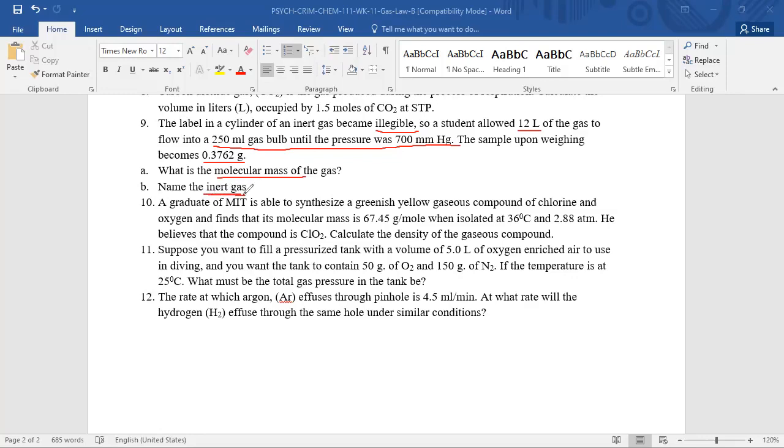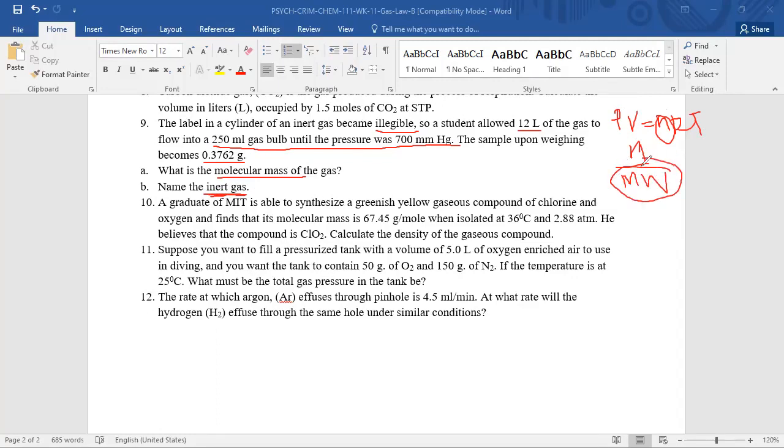Sabi dyan, inert na gas. Ibig sabihin, yung nasa dulo ng ating periodic table. So, what is the molecular mass of gas? Paano natin kukumputin yan? Yan, pinakita ko rin kanina yan. Di ba? Dun sa ating lecture. PV equals nRT. Yung n is mass over molecular weight.